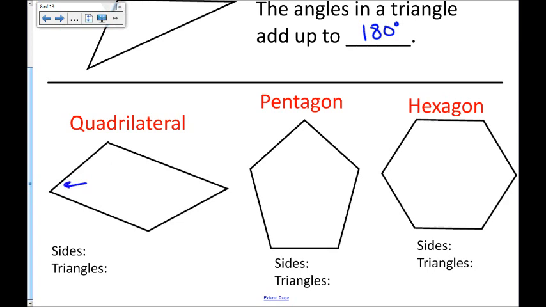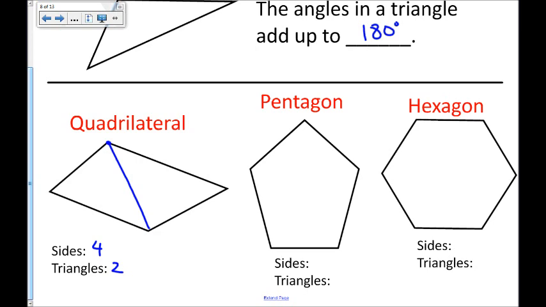So I want to find the sum of these 4 angles in a quadrilateral. I will do that by drawing in some diagonals. I'll pick one vertex and draw in all the diagonals. In this case, it's only one. Now, a quadrilateral has 4 sides, and by drawing in this one diagonal, I've created 2 triangles.